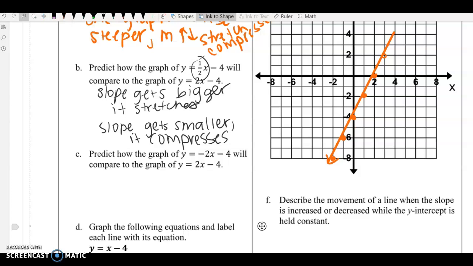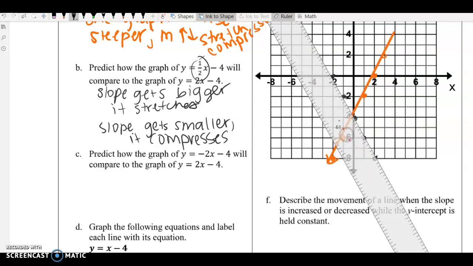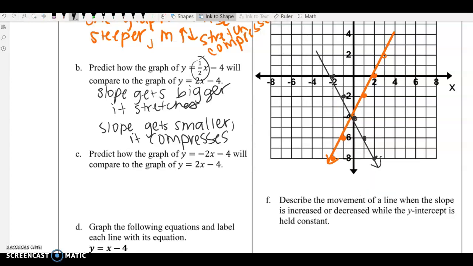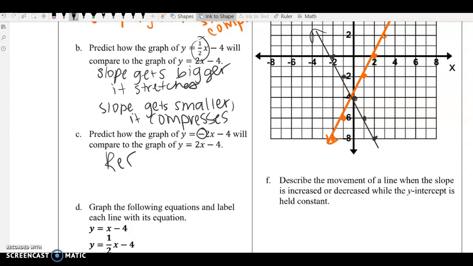Well, the next one has the same starting point, so I'm going to go ahead and change my color. Okay, at -4, my y-intercept's the same. But instead of going up 2, this is a negative slope. They go down 2 to the right 1, down 2 to the right 1, or from -4, they go up 2 to the left 1, up 2 to the left 1. So if I look at this, we share the same y-intercept. The slope went from +2 to -2. So what really just happened, guys, is this negative sign changed it and it reflected.